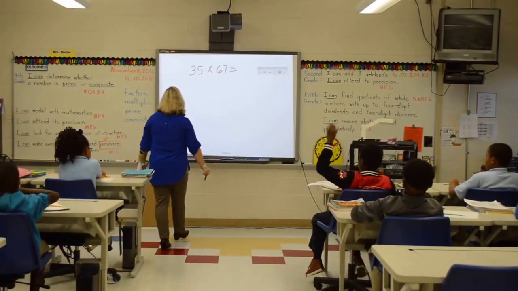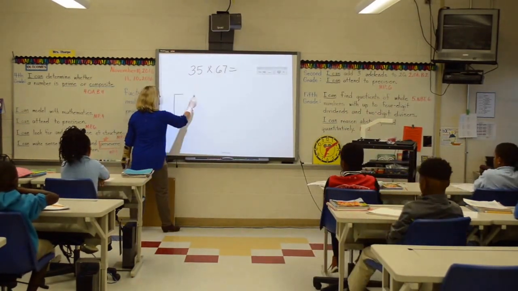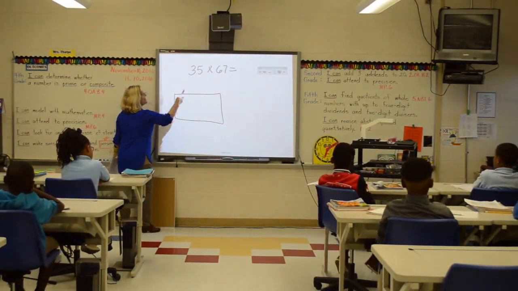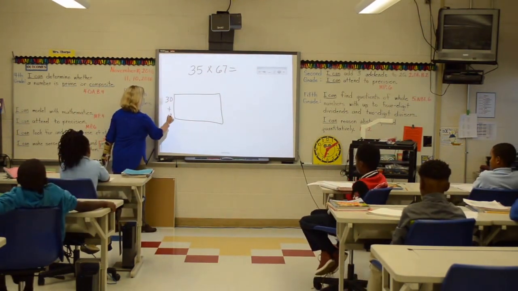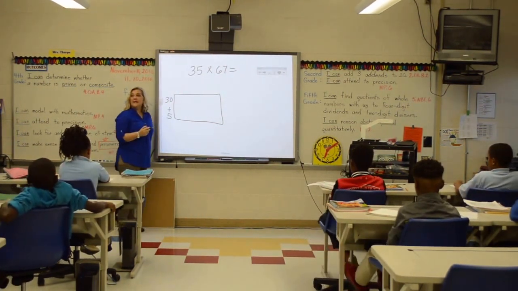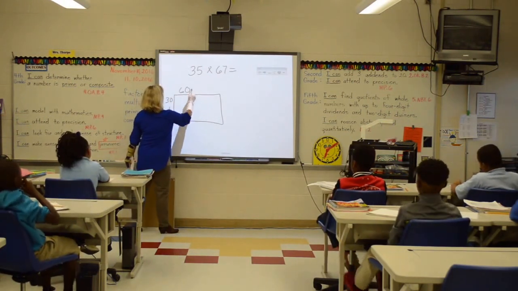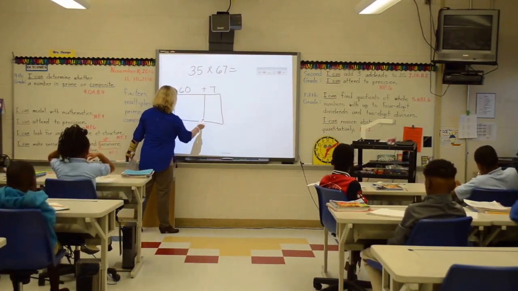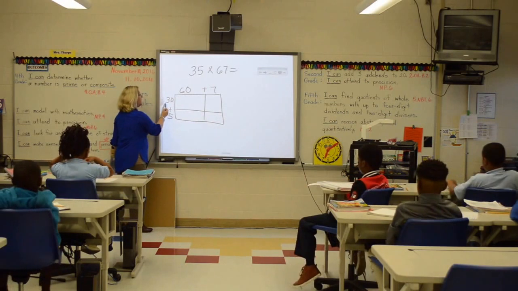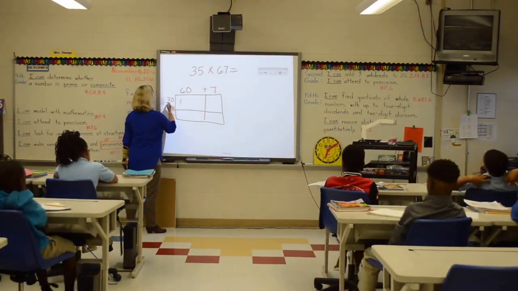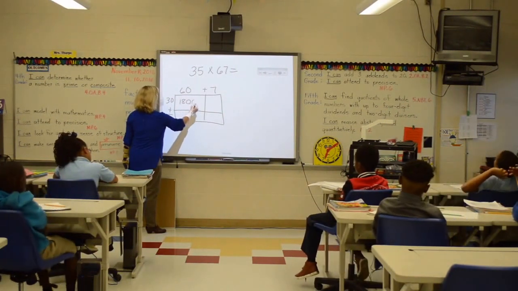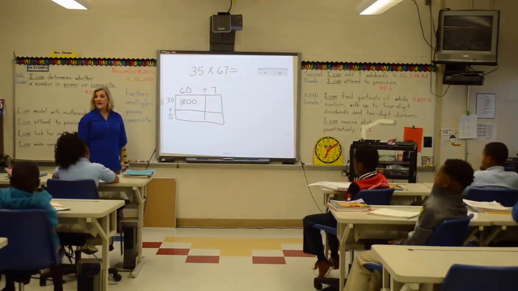Let's do an area model on here. First, you draw your area model. How do I decompose 35, class? 30 plus 5. How do I decompose 67? 60 plus 7. Draw your lines. What is 30 times 60? 18, two zeros. So 1,800.